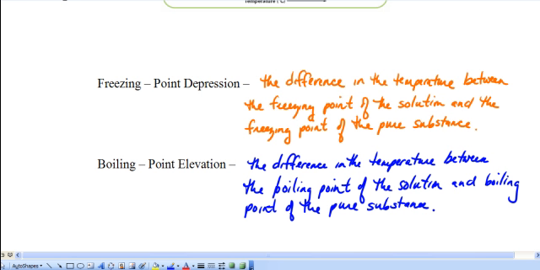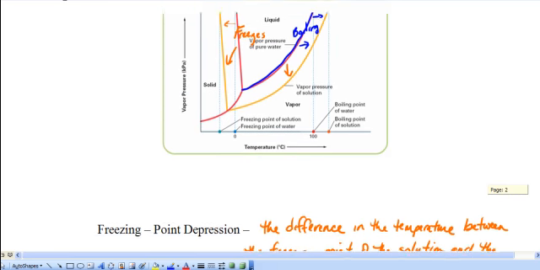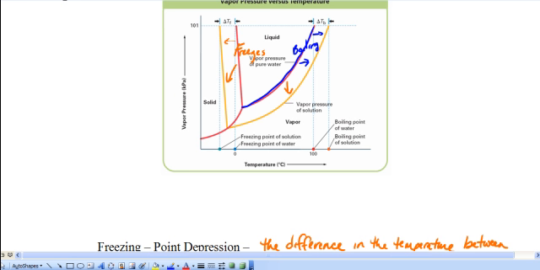And it all goes back to the lowering of the vapor pressure due to the attraction of the solvent particles to the solute. Okay? In the next section, we're going to take a look at the calculations, and we can actually calculate how far the freezing point will be depressed or how much the boiling point will be elevated.